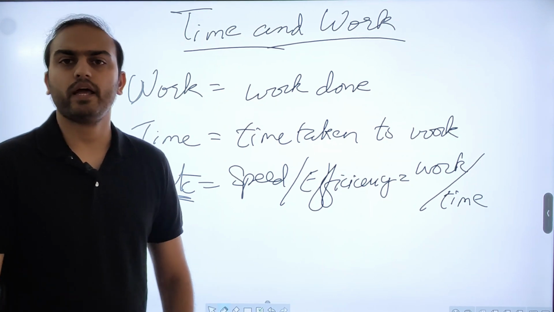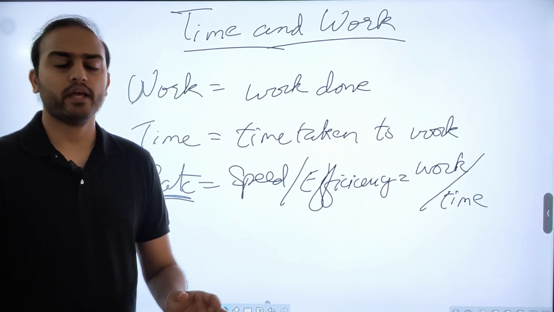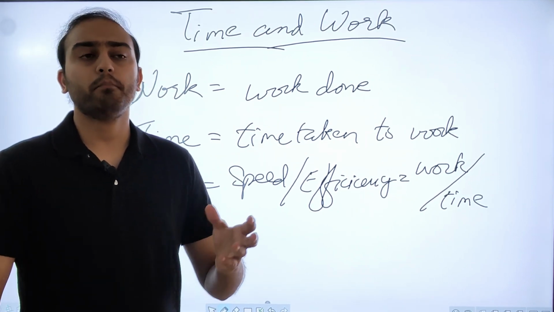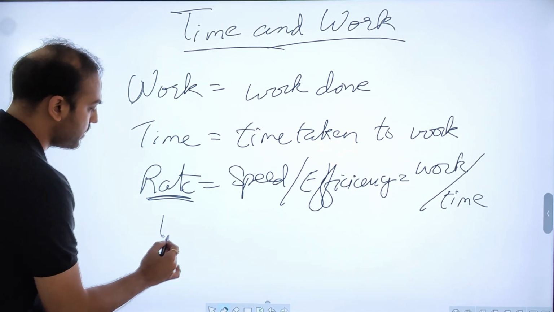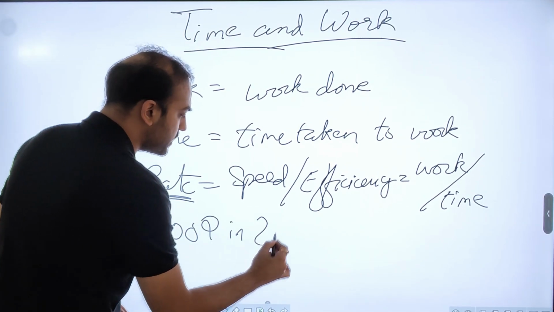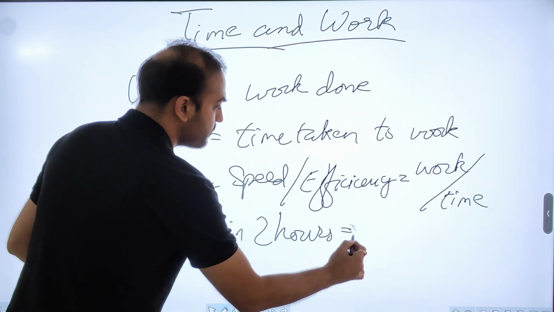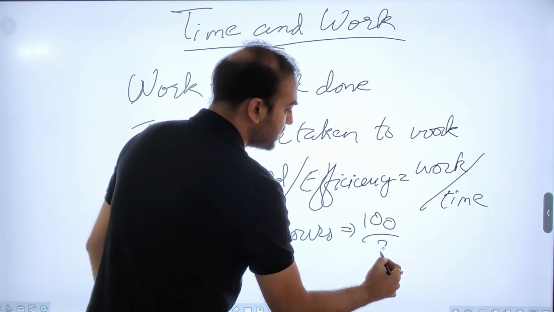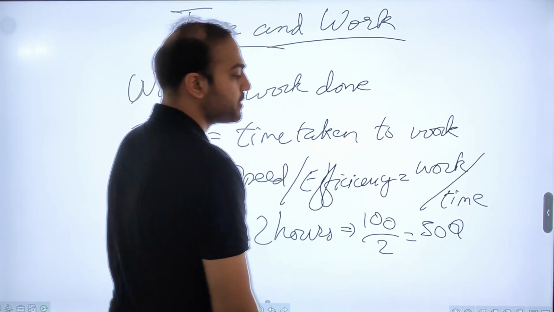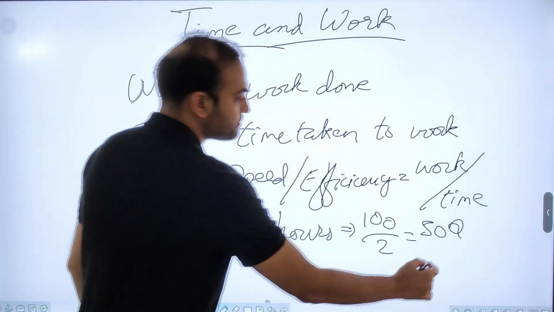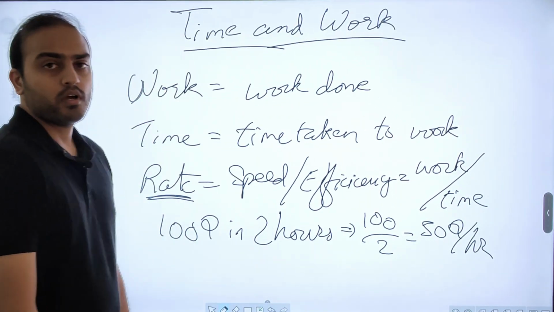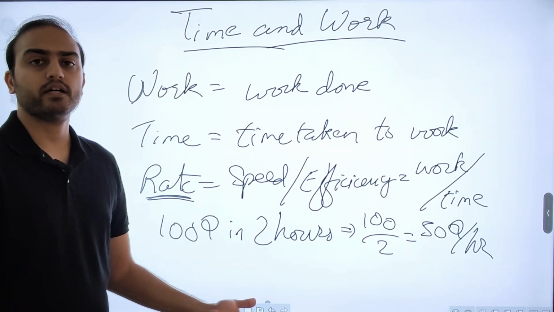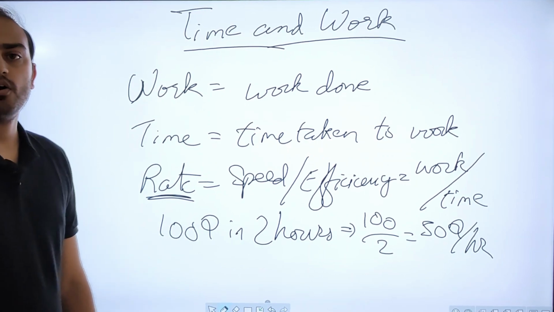Now if you think about it, it's very logical. If I say that I can do 100 questions in 2 hours, right? By default we assume that okay, you are doing 100 questions in 2 hours, so we can figure out that you are doing 50 questions per hour. That's simply 100 by 2, 50 questions per hour, right? If somebody is eating 20 chocolates in 4 hours, so we understand that they are doing 5 chocolates per hour.